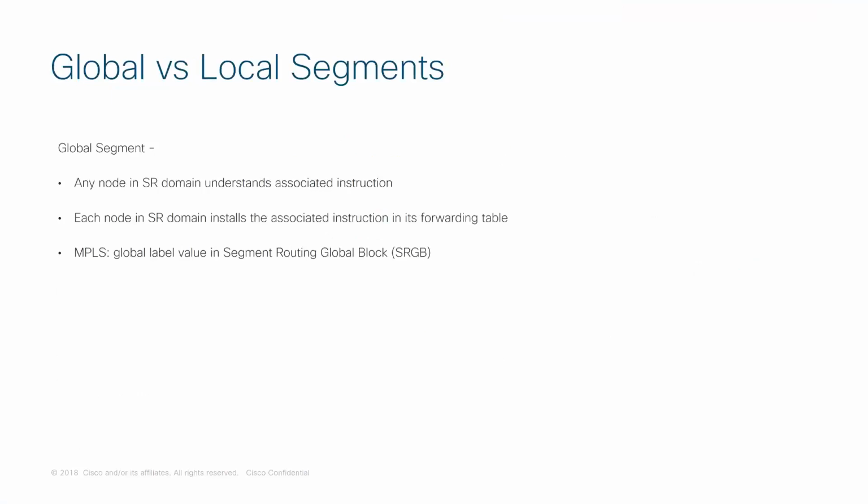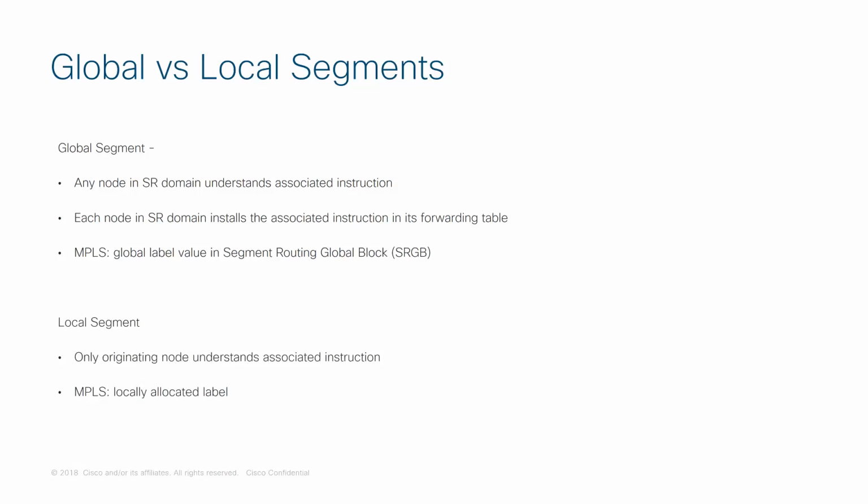Since this is an MPLS data plane, the segment ID is an MPLS label. A node gets a label called node SID. SID is segment ID. It's a label for the loopback. That's a global label. And every interface on which you have an IGP adjacency also gets a label. That's called adjacency SID. That is local. We'll come to more details on it. For the local segment, only the originating node understands what to do with it. If it gets a packet with that label, only the originating node knows what to do with that packet.